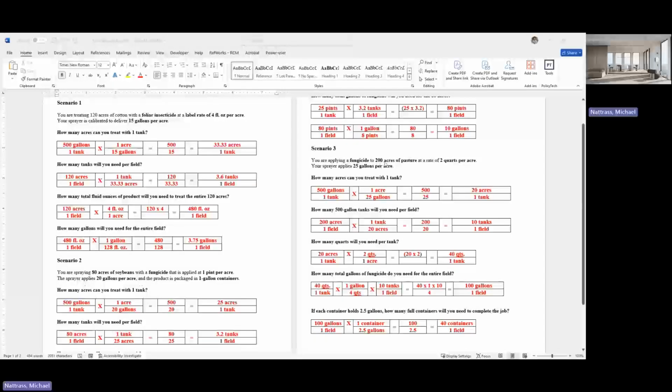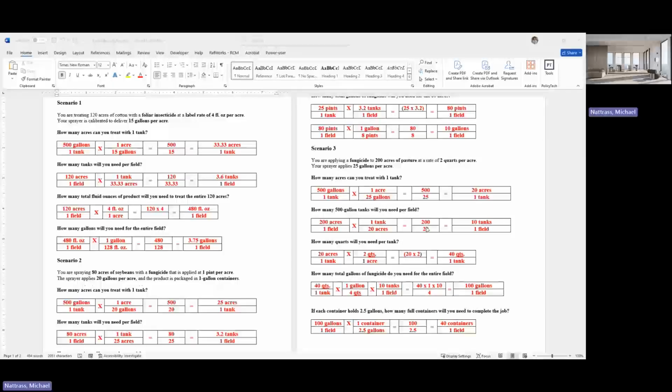For our final one, we know we have 200 acres at 2 quarts per acre. Somewhere we're going to need 400 quarts. So first we want to determine how many acres we can treat with 1 tank. A 500-gallon tank, 1 acre delivers 25 gallons. 500 divided by 25 gives us 20 acres per tank.